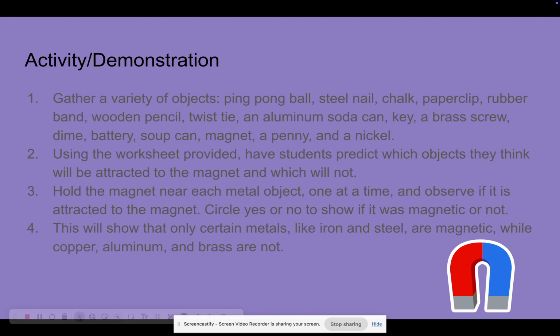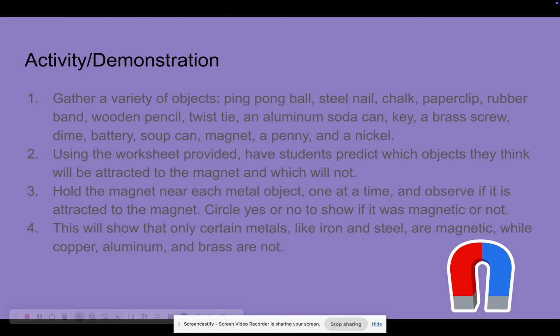However, I usually use a ping pong ball, a steel nail, a piece of chalk, a paper clip, a rubber band, a wooden pencil, a twist tie, an aluminum soda can, a key, a brass screw, a dime, a battery, a soup can, a magnet, a penny, and a nickel.